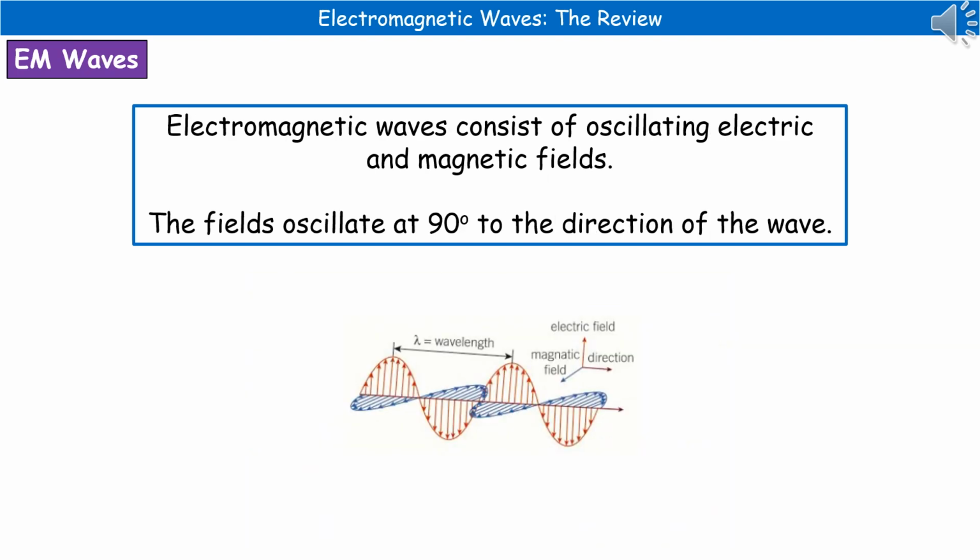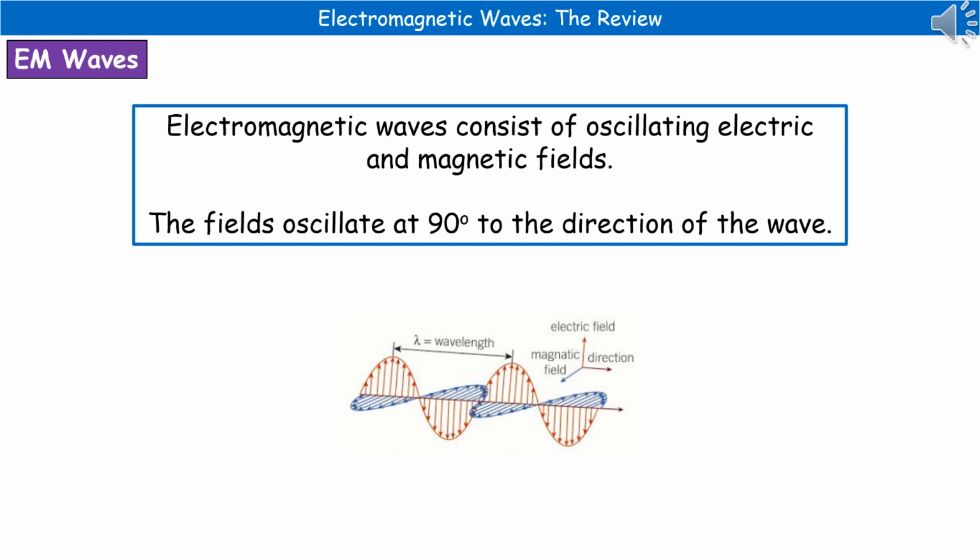So if we consider what we're talking about when we refer to these electromagnetic waves, quite simply they consist of oscillating electric and magnetic fields. And these fields are going to oscillate at 90 degrees to the direction that the wave is travelling in.